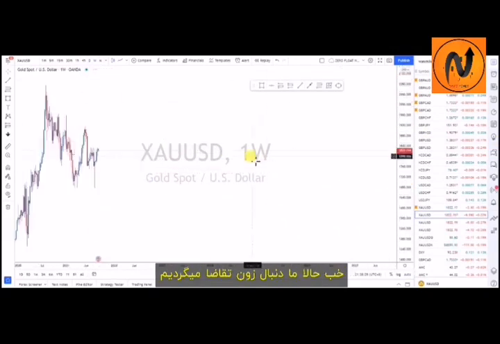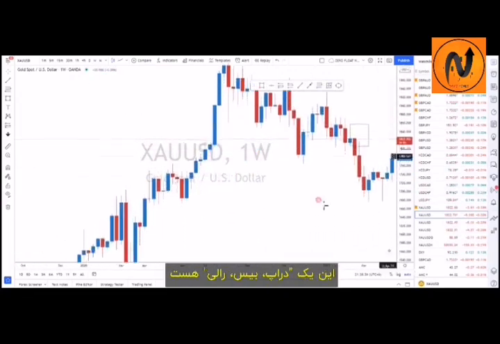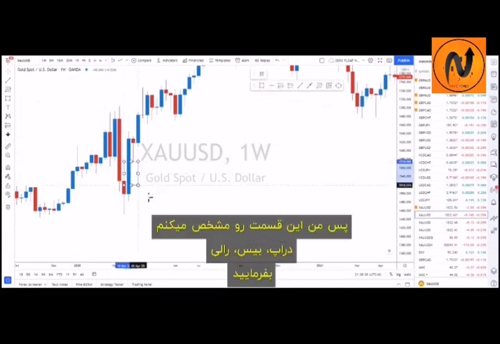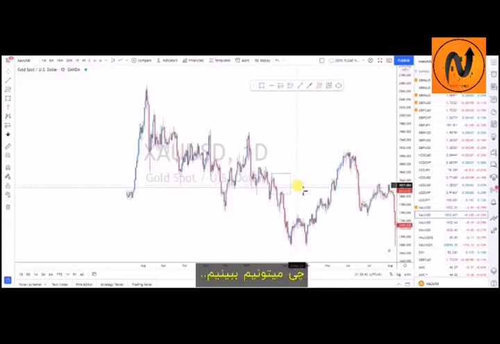So now we look for the demand zone. Here there's a demand zone. This is the drop base rally. So I'm going to mark this area as drop base rally. Here we go. If we go to the daily time frame again, what can we see?